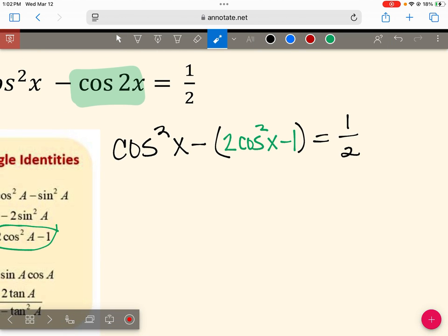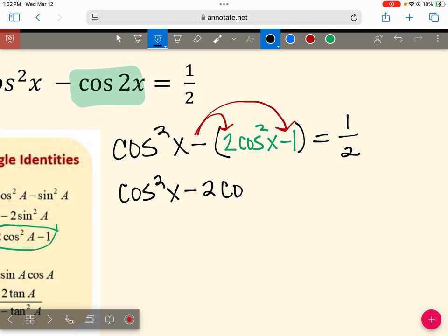So now let's distribute. So we have cosine squared x minus 2 cosine squared x. And what's the negative times the negative 1? What do you think we're going to put next? Plus 1, because we have to distribute that.